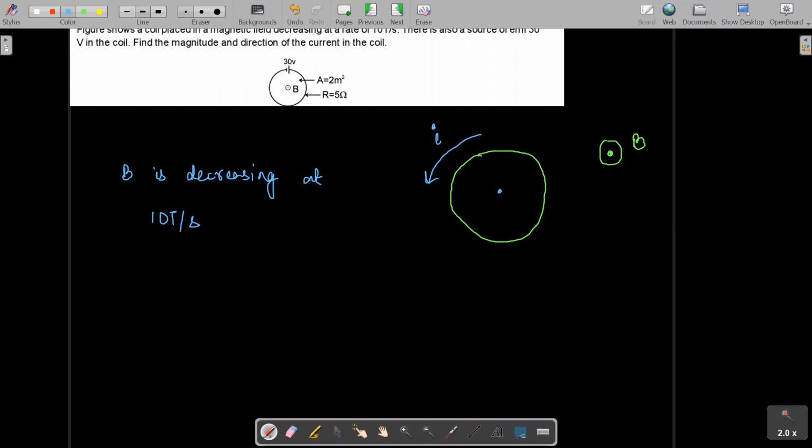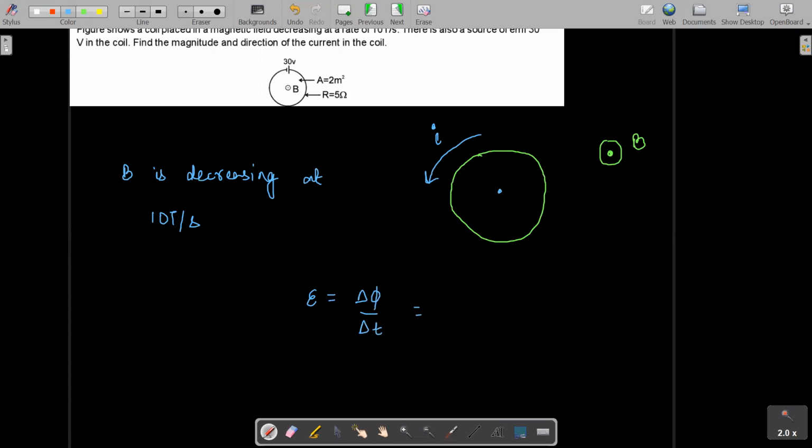And what will be the value of EMF induced, students, due to this changing flux? The value of EMF will be d phi upon dt. If we know the value of magnetic field and the value of area, we can simply say that E is equal to delta phi upon delta t, the change in flux per unit time.